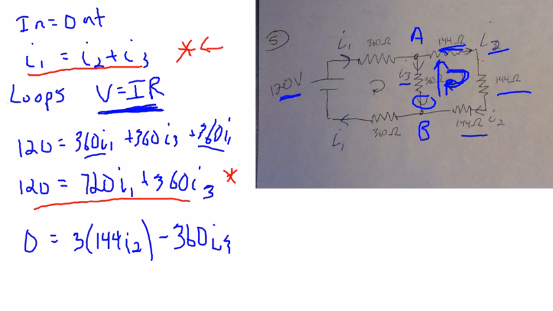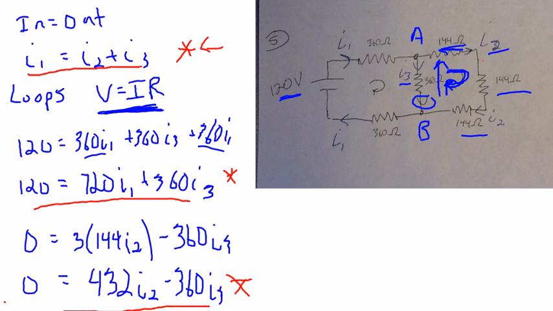When I multiply out, I get 0 equals 3 times 144 is 432 I2 minus 360 I3. So I'm going to come over here to the right. My three equations that I'm going to use are that last one that I just got, this one, and then the two that are underlined in red again up top. I'm going to go across the top.